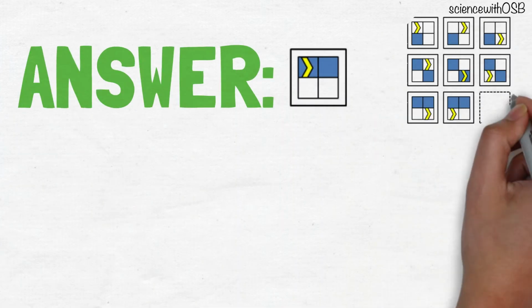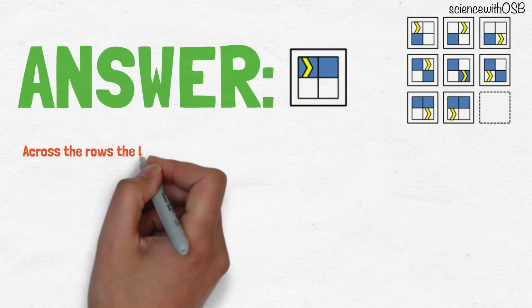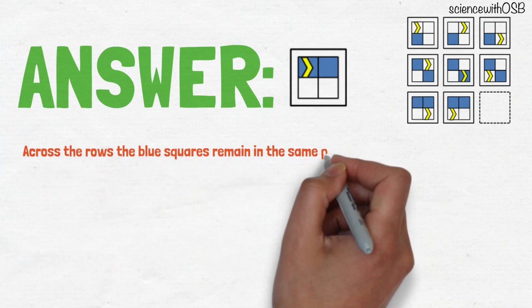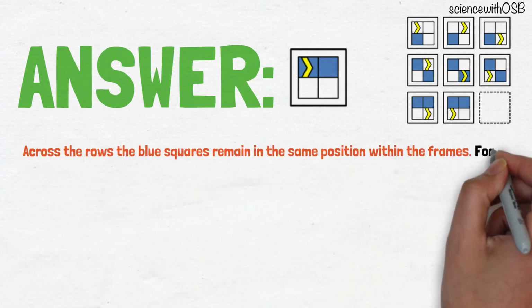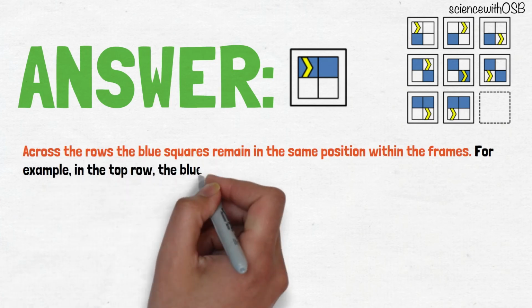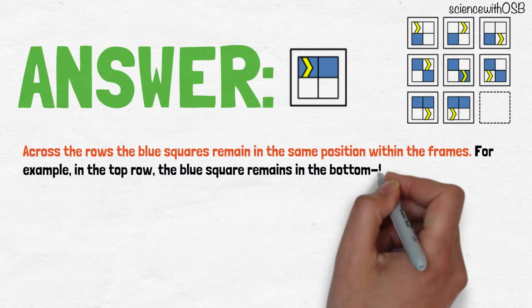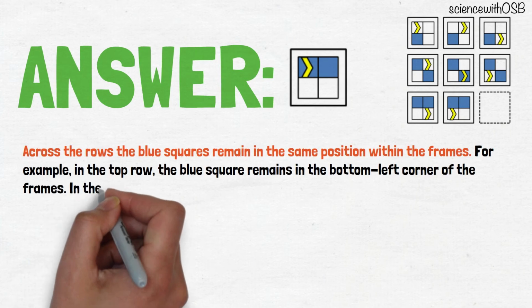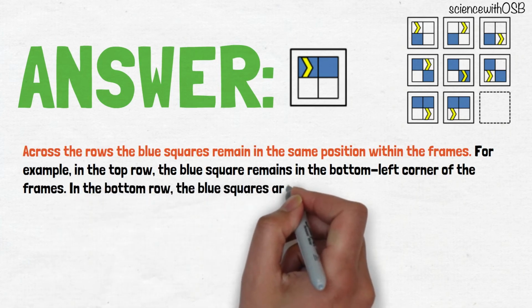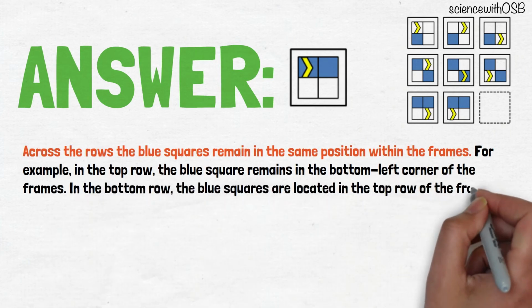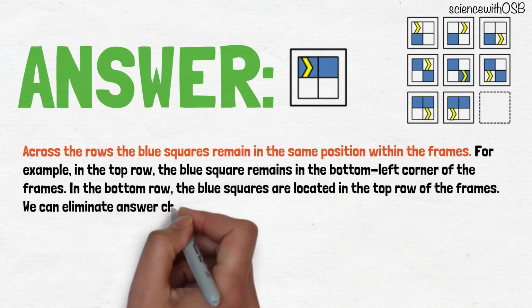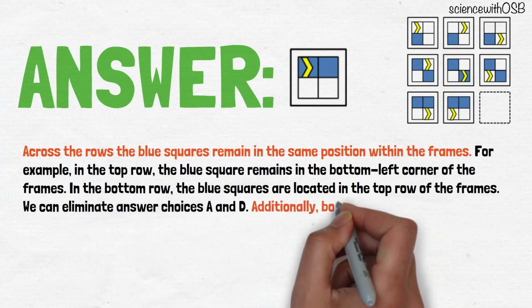The correct answer to this question is option 2. Across the rows, the blue squares remain in the same position within the frames. For example, in the top row, the blue square remains in the bottom left corner of the frames. In the bottom row, the blue squares are located in the top row of the frames. We can eliminate answer choices A and D.